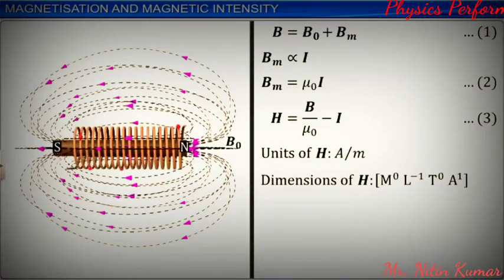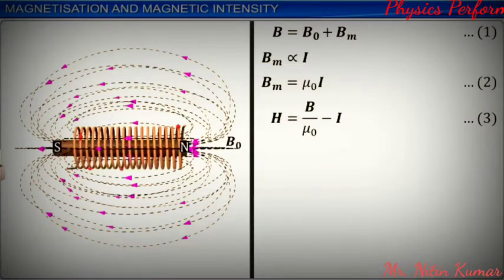On rearranging the terms in equation 3, we get the total magnetic field inside the material, B, is equal to mu naught into I plus H. Let this be equation 4. Now, the total magnetic field inside the material is redefined in terms of I and H. That is, the external magnetic field applied on the material, represented by H, and the magnetic field due to the magnetization of the material, represented by I.